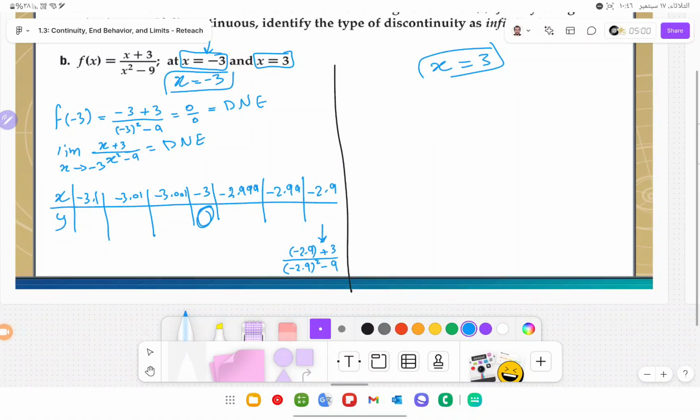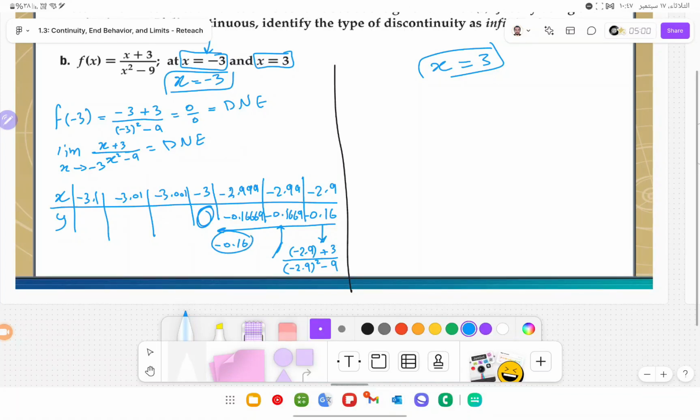So we have to replace this one to get the answer. You will get the answer negative 0.16. Okay, 0.16 something, but we do not have to write everything. The answer here will be negative 0.1669, and here it will be negative 0.16669. So as you can see, the closer I get to negative 3, the value is going close to what? To negative 0.16, right? So this one is the value from the right.